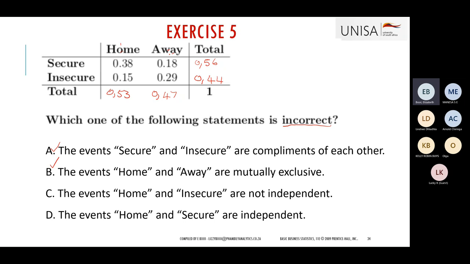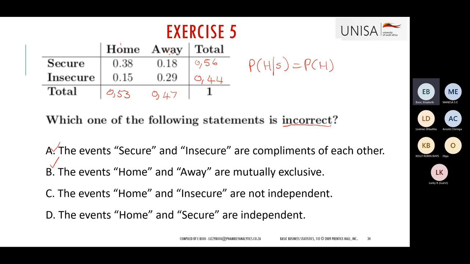Event home and secure are not independent. Now, this is where you need to think about the independent events. So they say event home and insecure are not independent. So we need to prove that the probability of home given secure is the same as the probability of home.